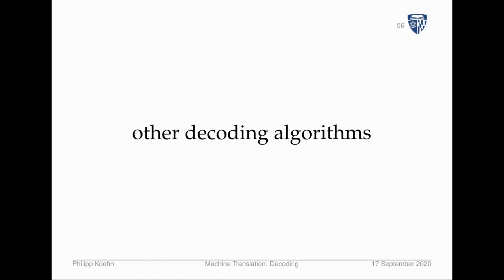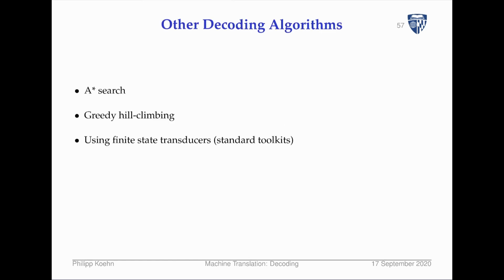Okay, let me wrap this up by briefly surveying other decoding algorithms that were proposed. One is A-star search. If you come from artificial intelligence, A-star search was the one big heuristic that was used all over the place. So why don't we just use it here? Greedy hill climbing was a very early way to do decoding, which also takes a very interesting take on how to do decoding, which is worth knowing.